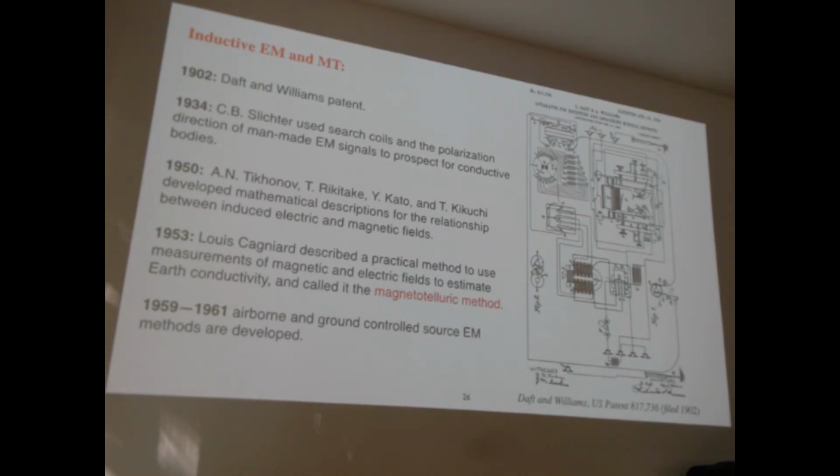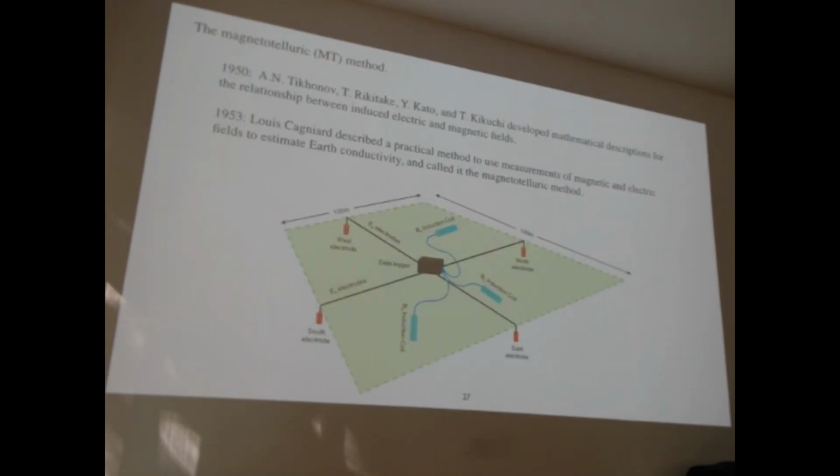So I sort of take magnetotelluric methods from Cagniard's paper. Later, airborne and other ground controlled source methods were developed. So this is the magnetotelluric method. As I said before, you measure the magnetic field in two or three components. You measure the electric field in two directions, and you can combine them to work out how electrical conductivity varies.